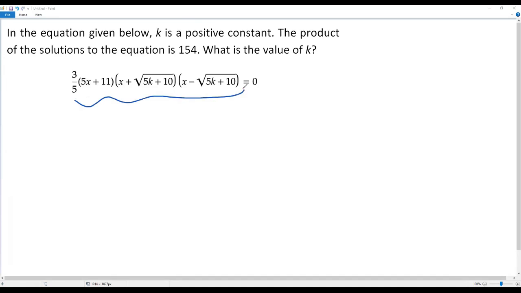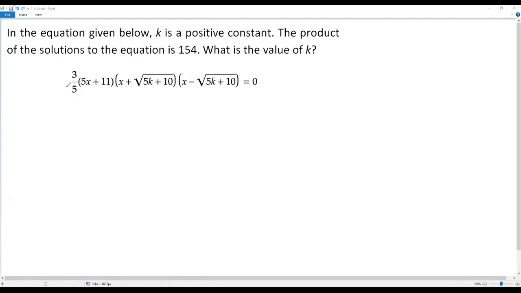Okay, for this equation, we have the product of the solutions, which is 154, and we have to find the value of the constant k. Now let's consider the left side of the equation. Here we have a product of four quantities: the first one, second one, third one, and fourth one. One of the quantities is a constant, 3 over 5.